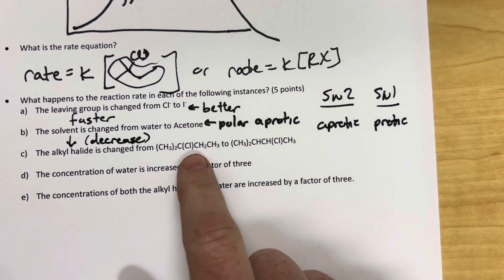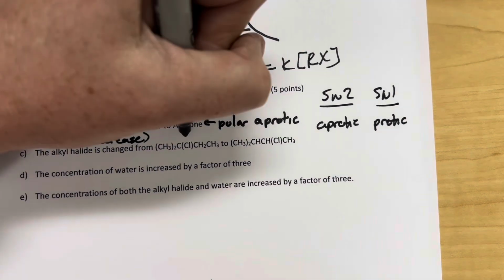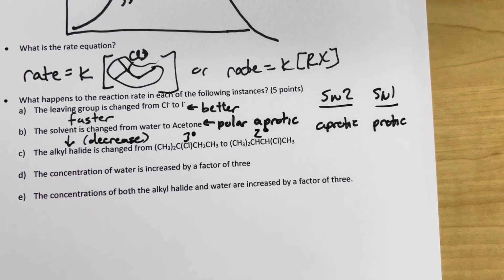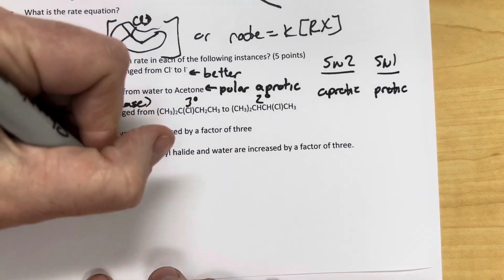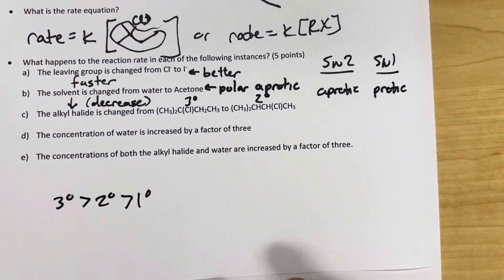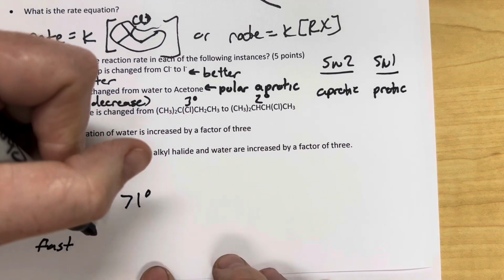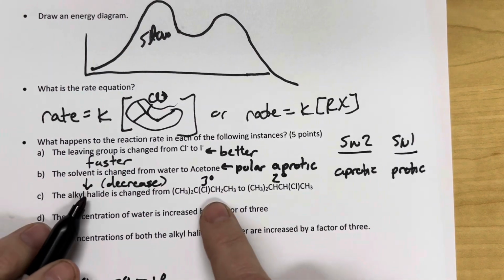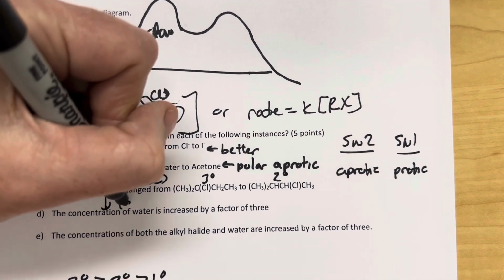All right, the alkyl halide is changed from what it is, to this, where suddenly it's secondary. So here we have a tertiary, and here we have a secondary alkyl halide. So remember, for SN1 reactions, tertiary happens faster than secondary, which happens faster than primary, which probably wouldn't happen anyway. So this one would be fast, and that's what we did. We started with a tertiary. This one would be slower. So if we changed it from a tertiary to a secondary, we would decrease the reaction rate.